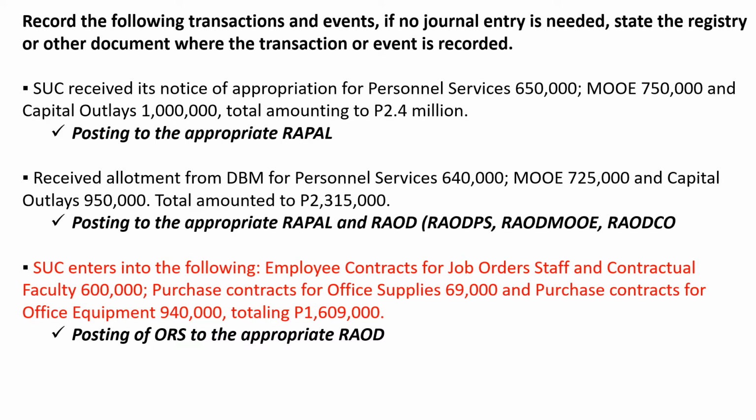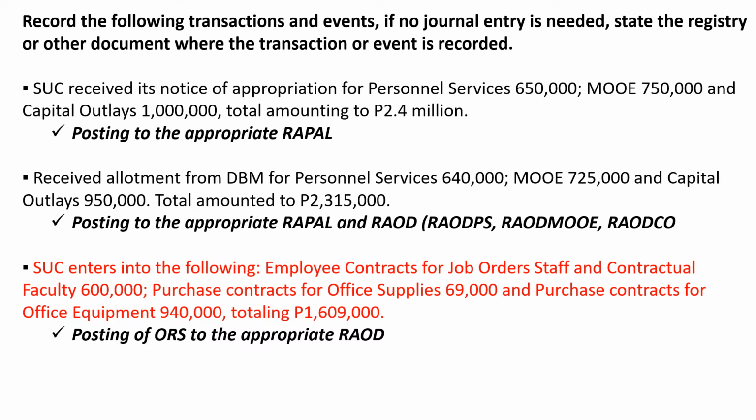So we will only make journal entries again after the employees have rendered their services, the office supplies are delivered and received, and the office equipment is delivered and received. So again, take note that we will only record in the journal entries if the financial statement elements are affected. So that's the time that an accountable event has occurred. So that is when we should record it. Okay?